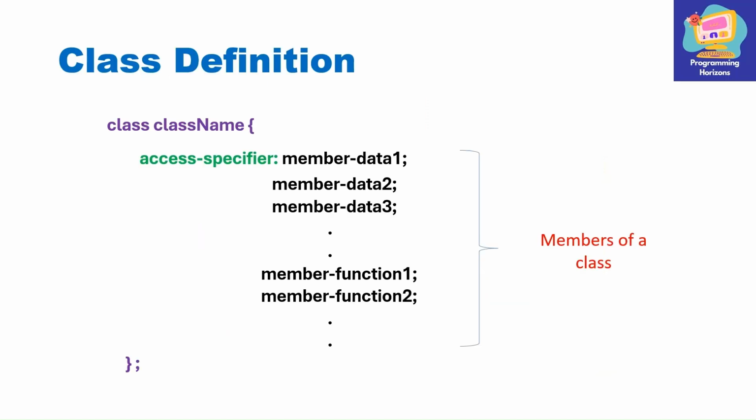In our programs, we can define a class using this syntax. First of all, we type the keyword class. Then we define the name of the class according to the rules for identifiers. Then inside a pair of curly braces, we mention the access specifier followed by a colon mark. And then we define all the member data and similarly member functions. These member data and member functions together are known as members of a class. We end the class definition with a semicolon.